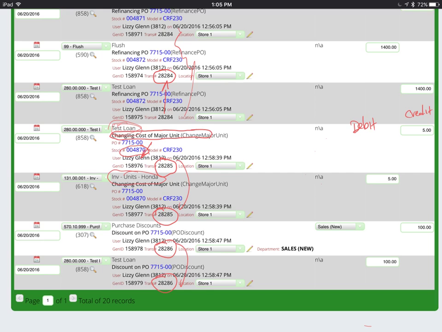Now, in addition to that, we can look down a little bit farther at this other transaction, and we can see that at this particular point, again, this user is the one that did it, and then we can see that we added a discount to the purchase order.